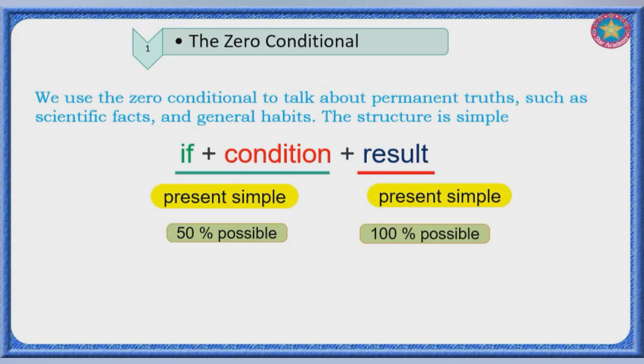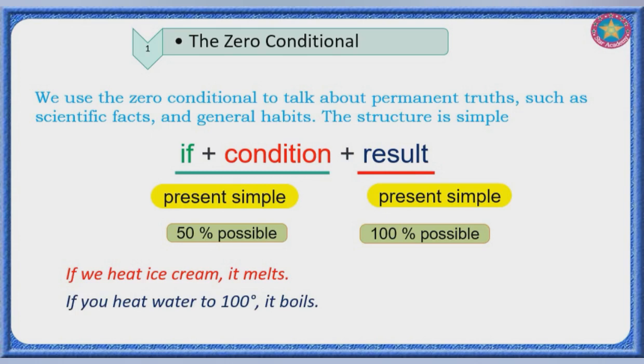For example, we have different sentences like if we heat ice cream, it melts. This shows that the result is 100% possible. And second, if you heat water to 100 degree, it boils. It is also a scientific fact. And the third is if you don't brush your teeth, you get cavities. So this is zero conditional.